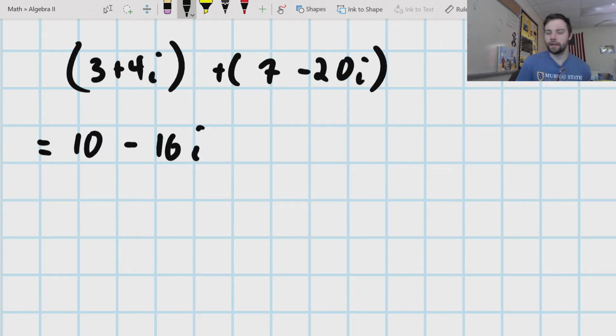And then you're not going to take it any further because negative 16i and 10 do not combine. It's really similar to saying 10 minus 16x: you've got a constant term and then a variable term. Over here, i isn't a variable, but it's a number that doesn't combine with real numbers. So this is the imaginary part, and this is the real part.